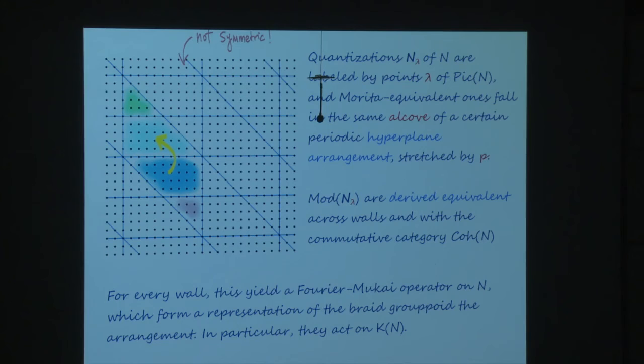For every crossing of a wall, I get... well, in fact, I get an actual Fourier-Mukai kernel, but right now I'm only going to take it as acting on K theory.